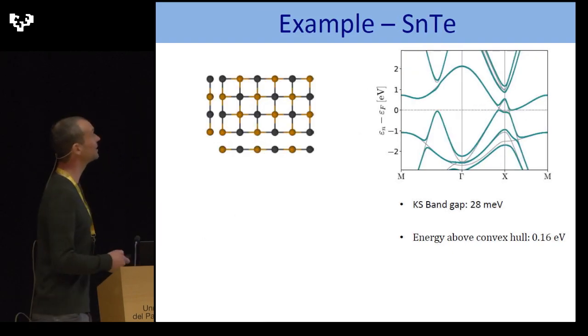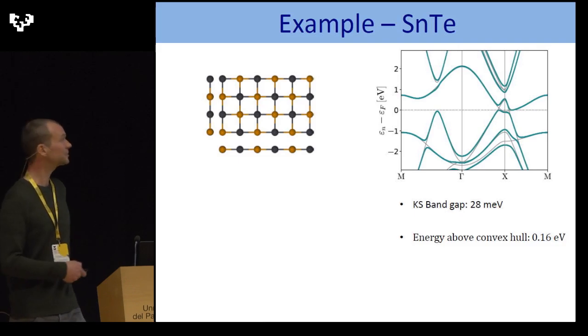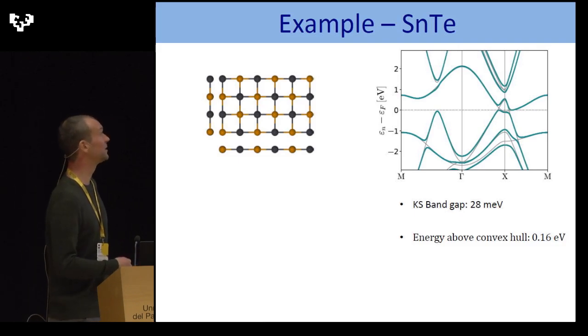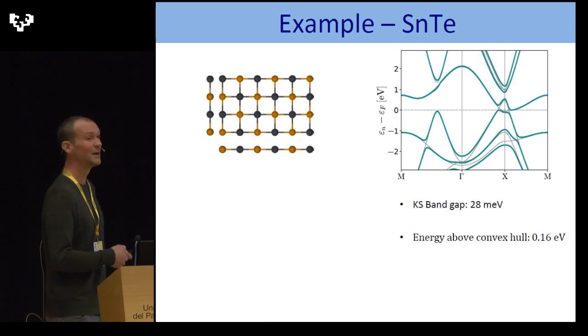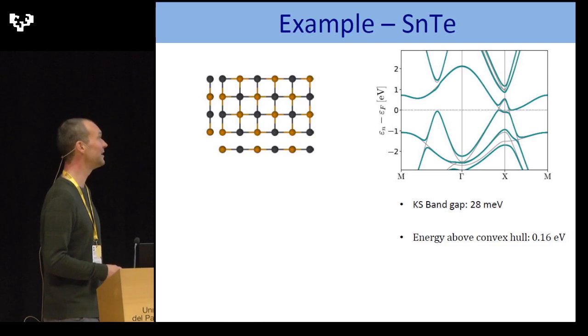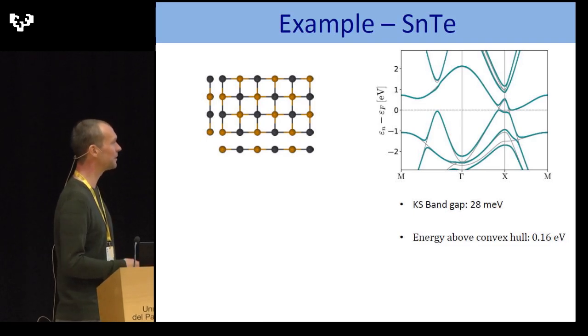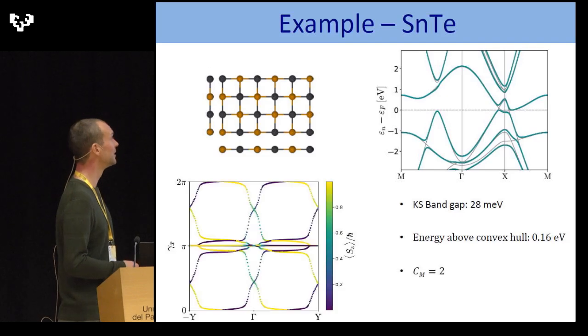The final case example I will show is tin telluride. This is also a known 2D material. It's been predicted to be a mirror crystalline topological insulator. It has a gap of 28 meV, so rather stable. I don't think it has been synthesized yet, but it could be possible.